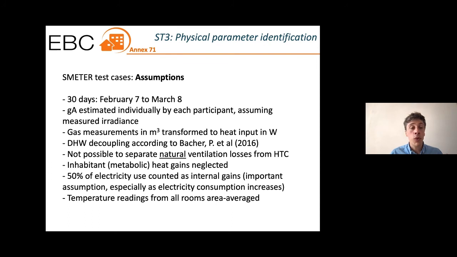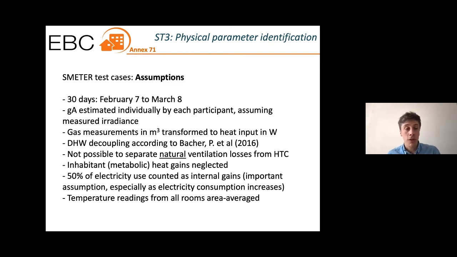We did some pre-processing before we handed over the data to the different participants. The participants were not aware of the reference value, so they were not aware of what value they were aiming for. They were just asked to apply the best method possible. We used 30 days of measurements from February 7 to March 8. The solar gains or solar aperture value was estimated individually by each participant.